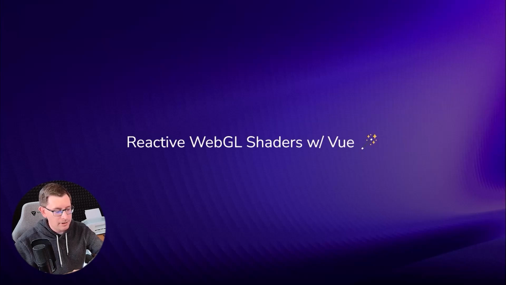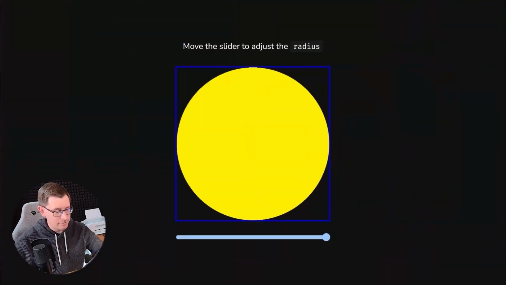In this quick tip, we're going to get set up using WebGL shaders with Vue in a reactive way. I won't be touching too much on how to build a WebGL shader or anything like that, but I'll show you a quick tip that you might find useful if you're already doing something along those lines. So here's a quick example.